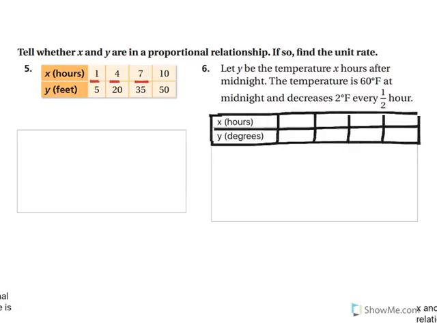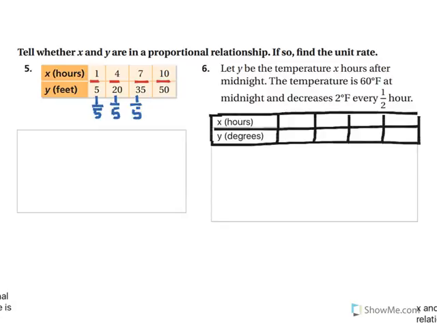1/5, 4/20ths, 7/35ths, 10/50ths. If I write these simplified, they need to all be the same to be a proportional relationship. Okay? So 1/5 is simplified. I can divide 4 and 20 both by 4, making this 4 divided by 4 is 1, 20 divided by 4 is 5. So far, so good. I can divide 7 and 35 both by 7. 7 divided by 7 is 1. 35 divided by 7 is 5.